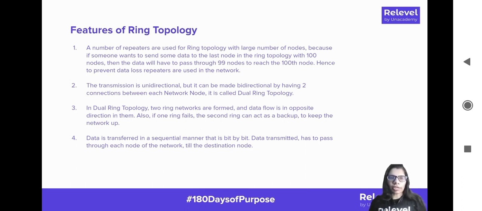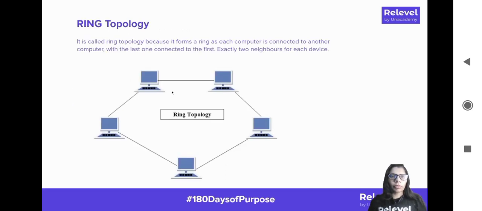Data transmitted has to pass through each node of the network till the destination node. So for example, here if you start, let's say, from this particular PC, and you want to send data to this PC at number 4. Firstly your data would be passed to number 2 PC, then to 3, and then it would reach number 4 PC, right? So data is sent from the source, and to reach the destination it has to traverse each PC that is there in between.